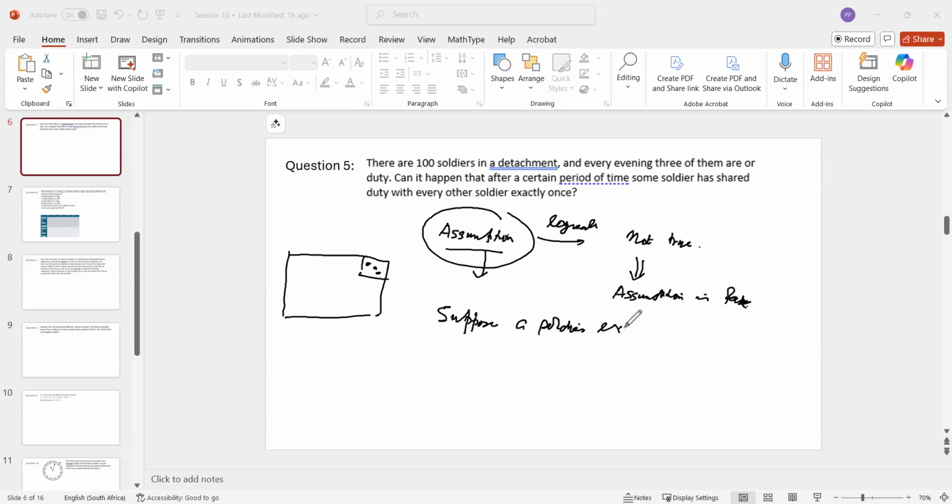In other words, what does this mean? So there's a soldier here, he's one of these 100 people, and he shares duty with every other soldier exactly once. Okay, so there he is sitting in the guardhouse, and he gets two people, and he's shared with them, right? Now, the next time around, he can't use either of them, because you must share with them exactly once. So you get two new people, right? And then he keeps going on like this.